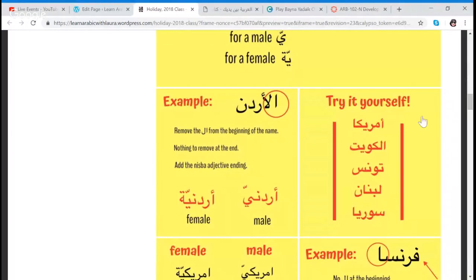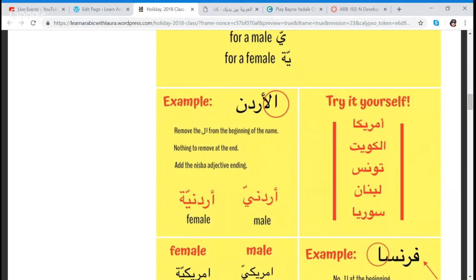Okay. So let's look at Al-Urdun. Al-Urdun means Jordan. So we look at the beginning of the name of the country, and the very first thing we see is an aleph lam. Okay, so we have to take that off. We take off the aleph lam at the beginning of Al-Urdun. Then we look at the end of the word, and we look for an aleph, or we look for a ya and an aleph, or we look for a tamarbuta.